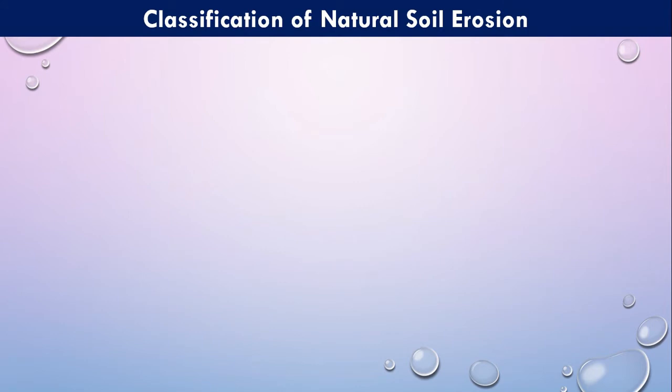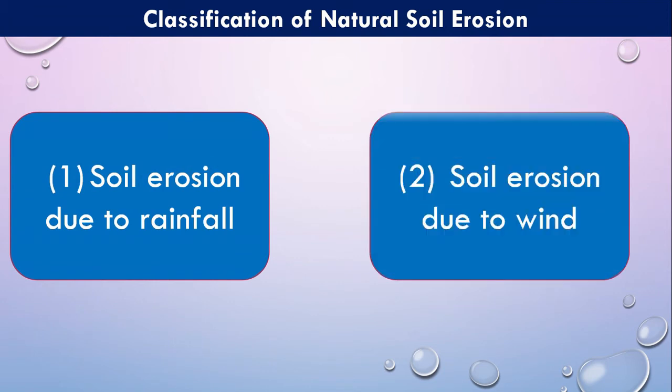Next is the classification of natural soil erosion. Natural soil erosion is basically of two types. One is soil erosion due to rainfall and the other is soil erosion due to wind. That means cyclone or any type of typhoon; this is called soil erosion due to wind. Now we will explain the details of soil erosion due to rainfall.